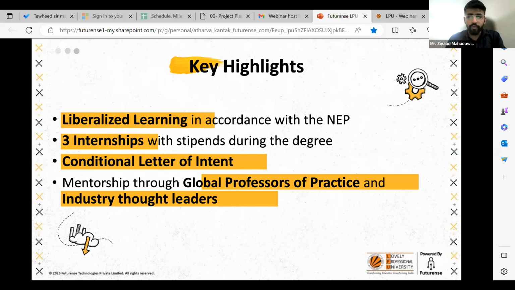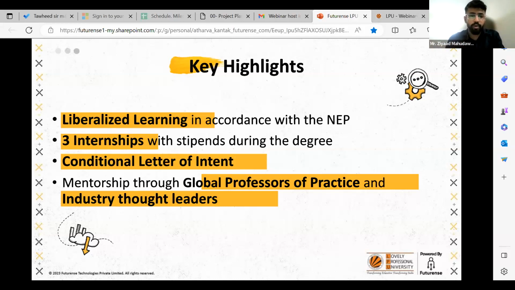Second is the conditional letter of intent. What do we mean by conditional letter of intent? So this program of AINDE with LPU is a guaranteed placement program. Once you enter this program, it is a guarantee that you will get a job. Why is it a guarantee? Because Futurance has tie-ups with a lot of Fortune 500 companies, and those companies hire students from us. We provide the students as employees to those companies.